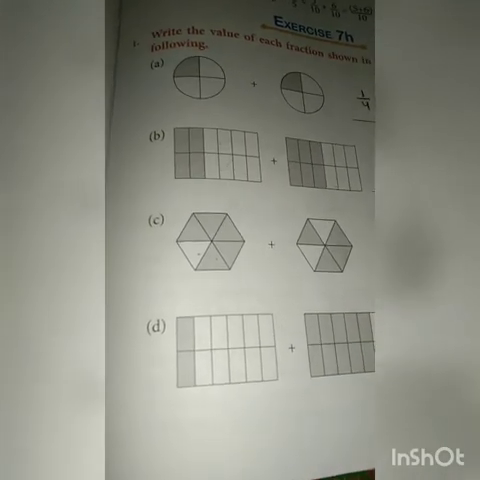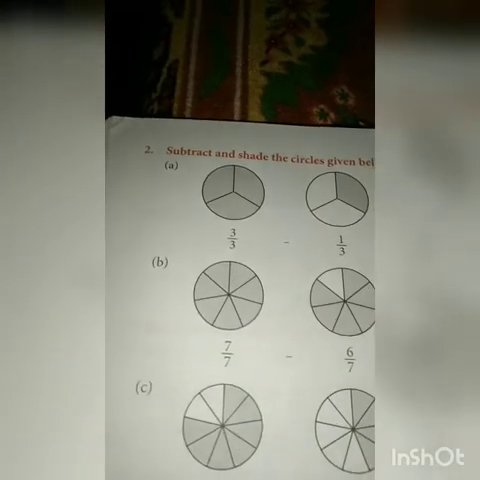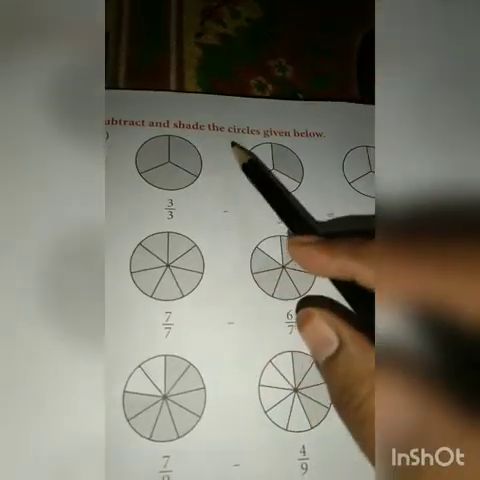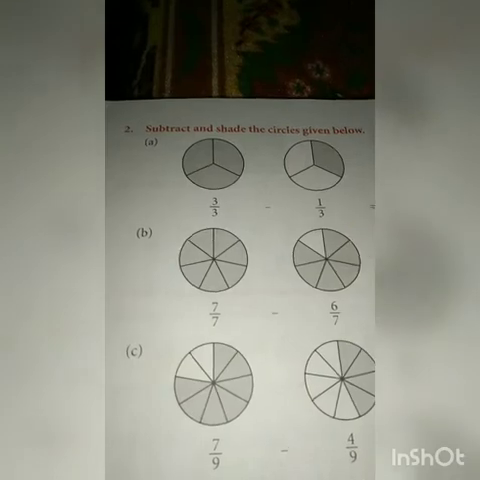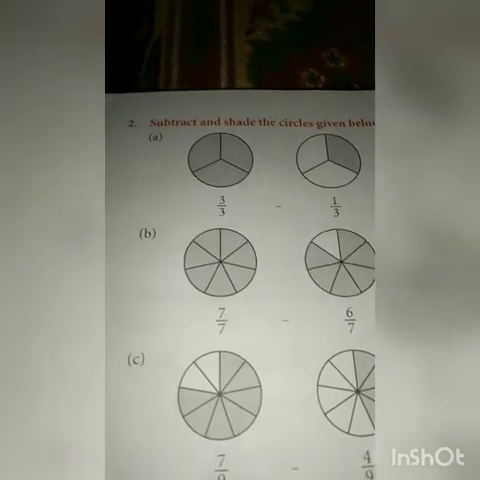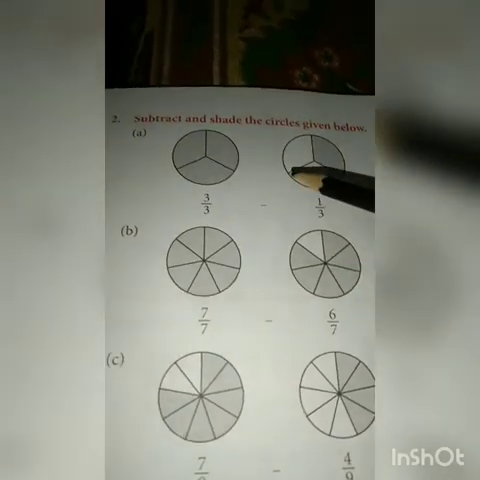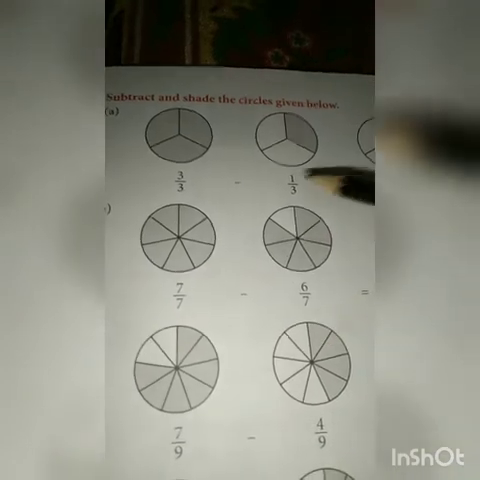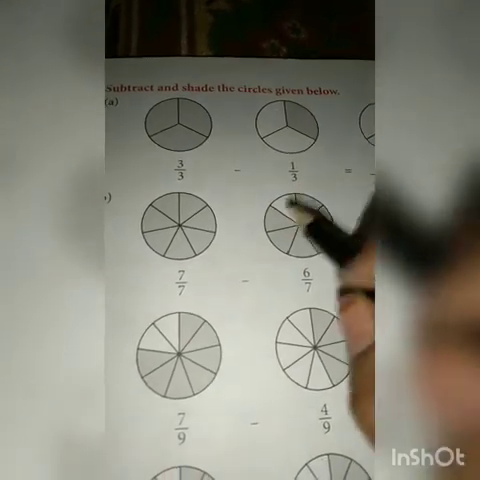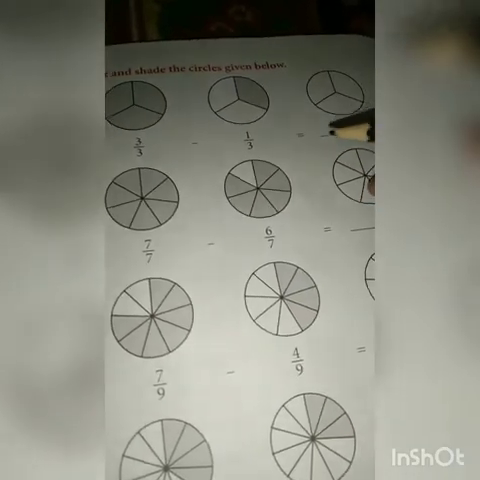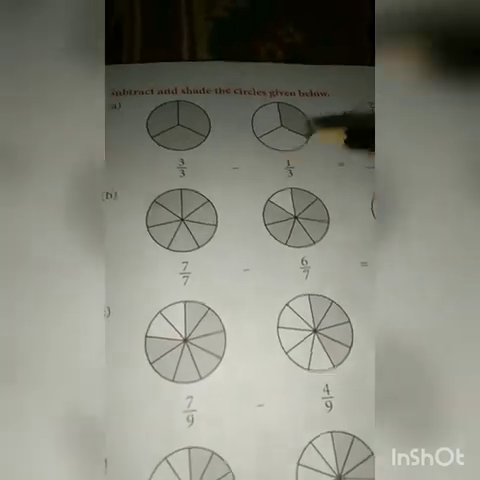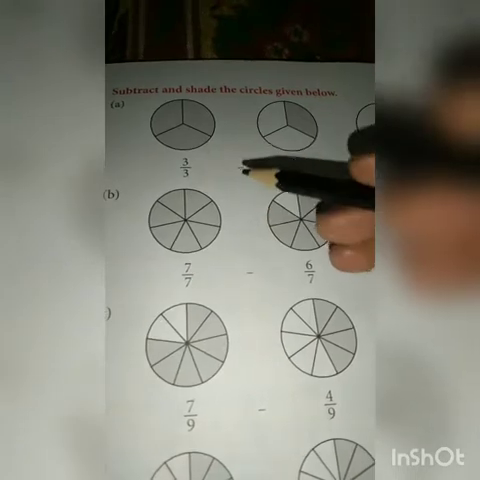Now let's come to page number 140. In this question, subtract and shade the circles given below. This question is your homework for today, but I will explain how you will do it. You will do this question in your book only, not in your copy, with the help of a pencil. I am going to explain how to do it.